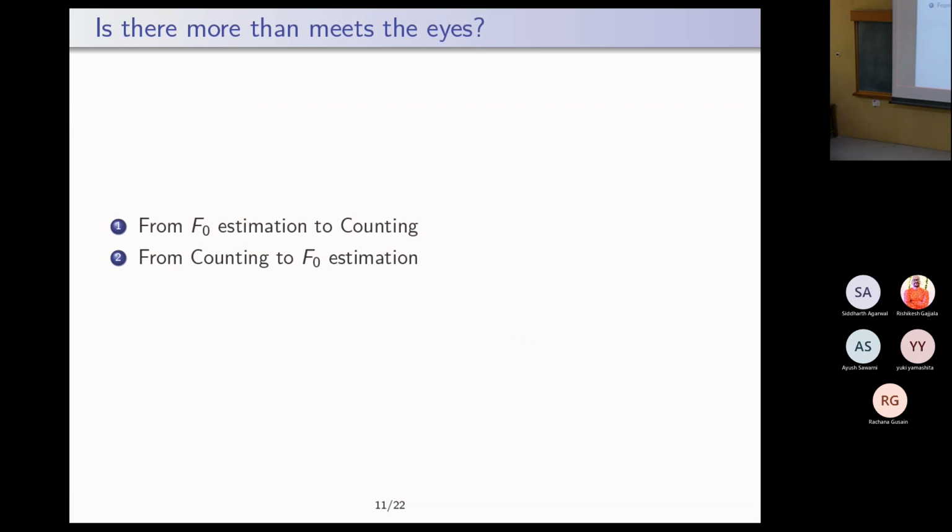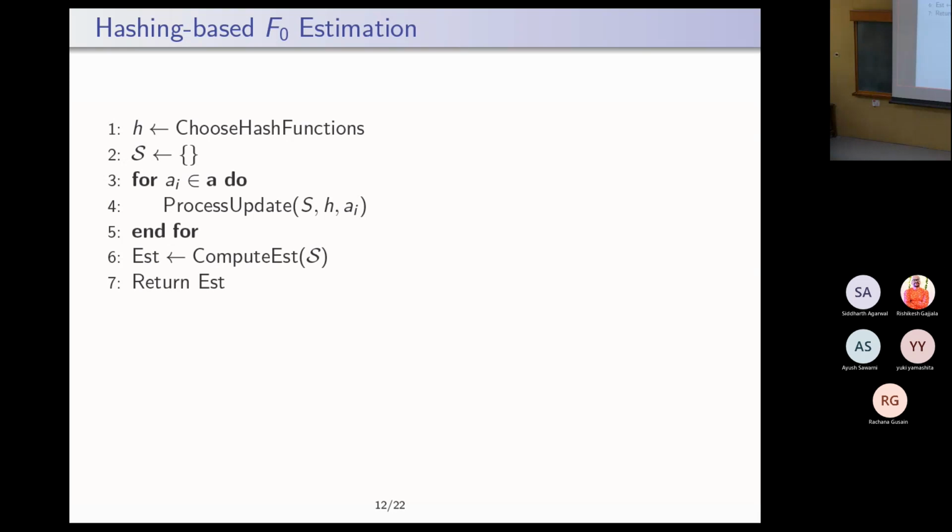So with that background, let me tell you the connection from F0 estimation to counting. I'm going to describe a particular algorithm for approximating the number of distinct elements in a stream, and we're going to use that to approximately count the number of solutions to a Boolean problem. Let me first tell you a sketch of many of these, kind of a meta algorithm for F0 estimation.